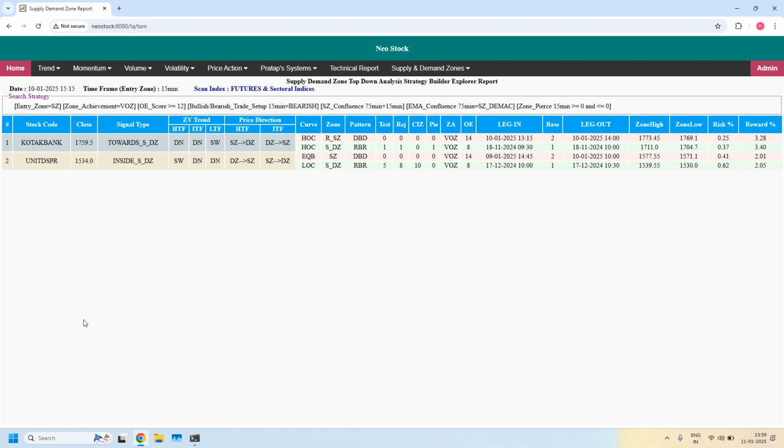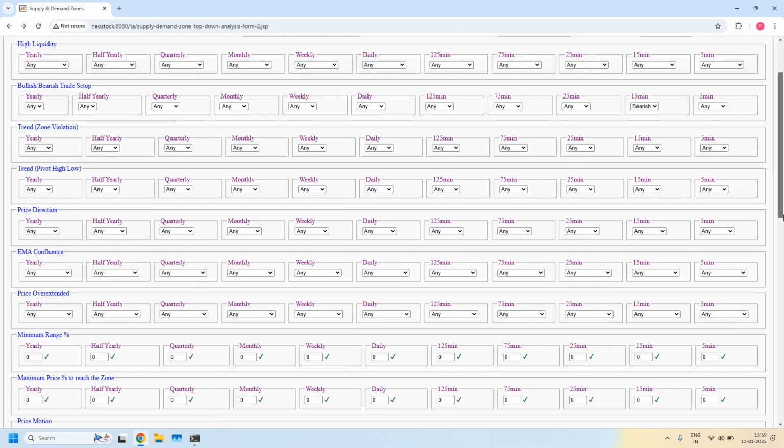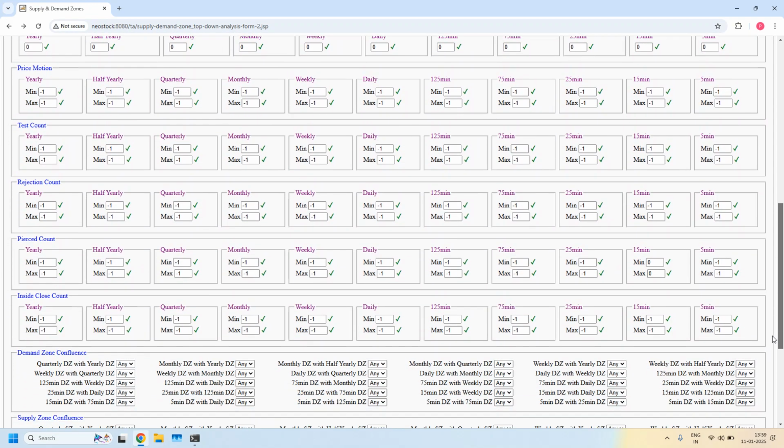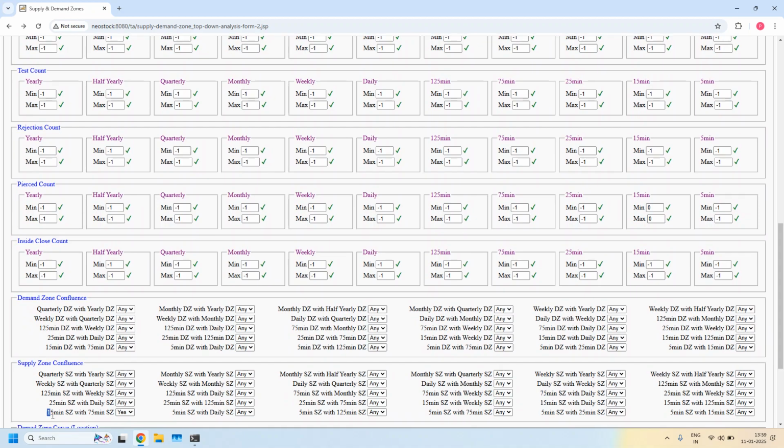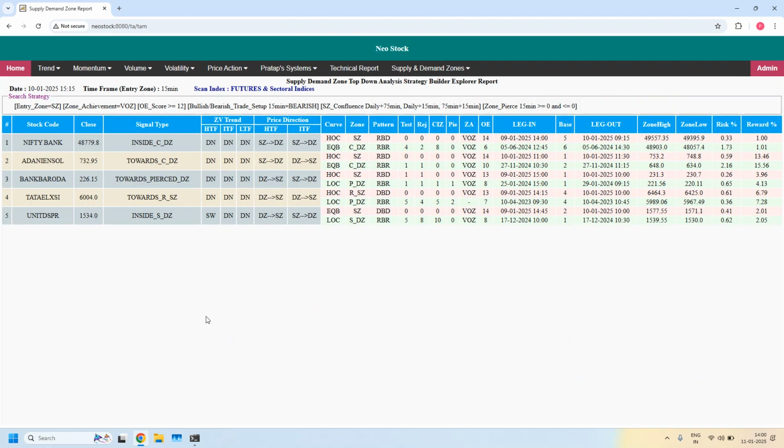Next, we should look for LTF, ITF and HTF and HTF EMA confluence. So for that, I have to remove this ITF EMA confluence filter. In the supply zone confluence, I should set 3 filters. First filter is already enabled, that is 15-minute supply zone with 75-minute supply zone confluence. Second filter is a 15-minute supply zone with daily supply zone confluence. Third filter is 75-minute supply zone with daily supply zone confluence. With all the 3 filters, LTF, ITF and HTF supply zone confluence, we got 5 stocks.